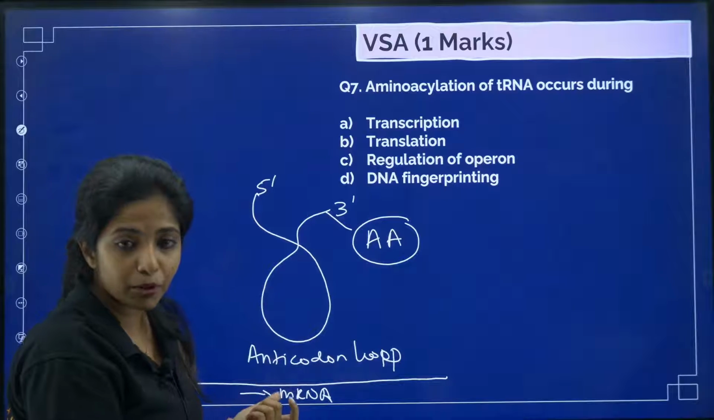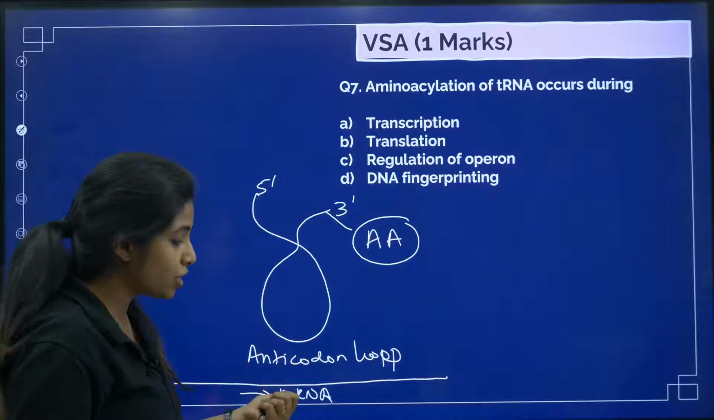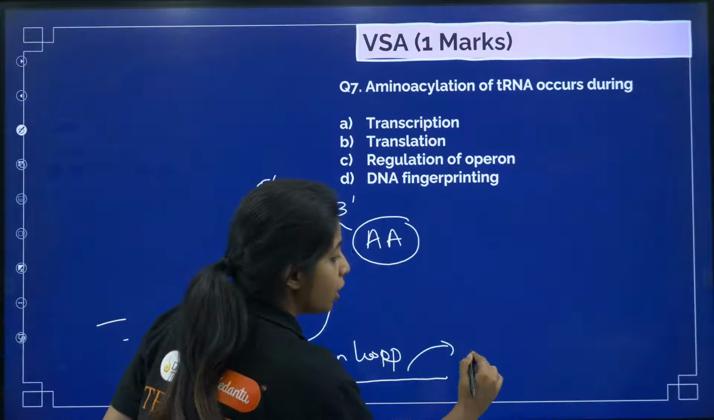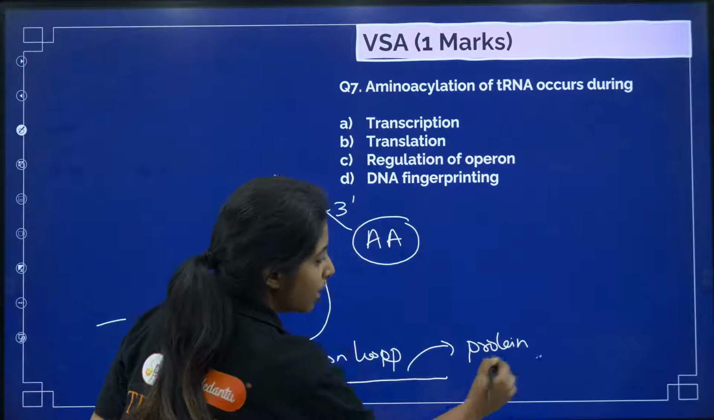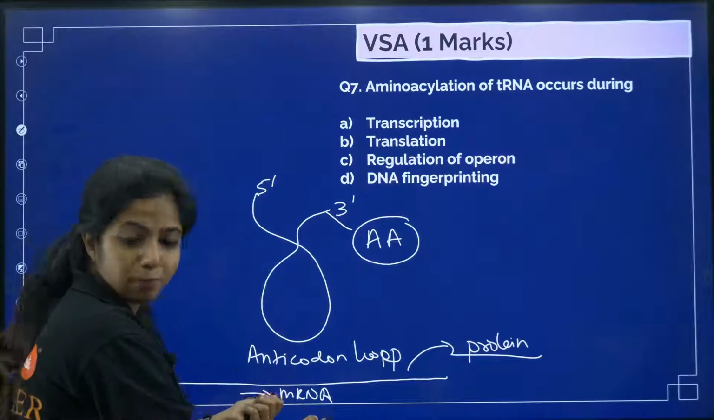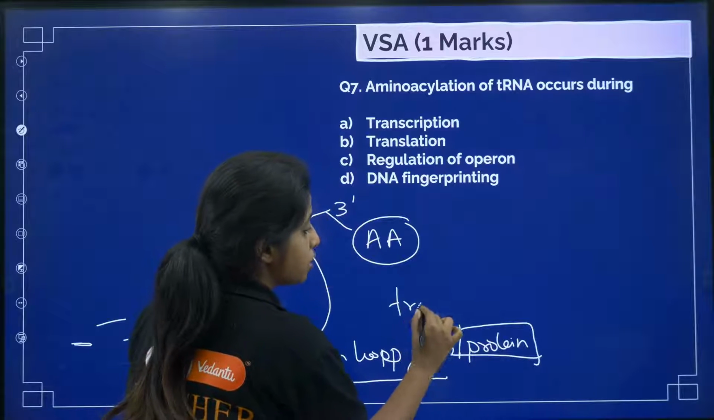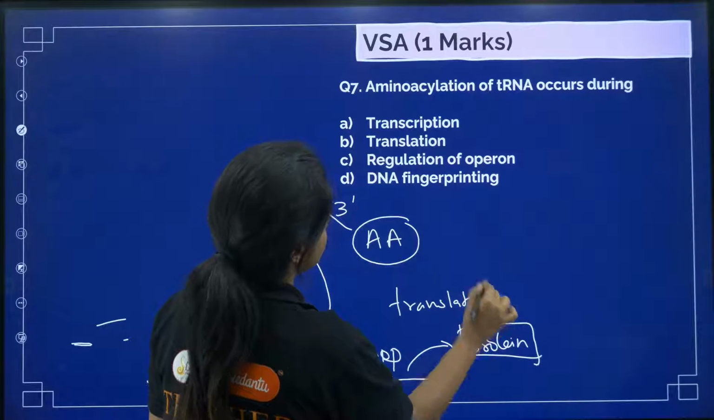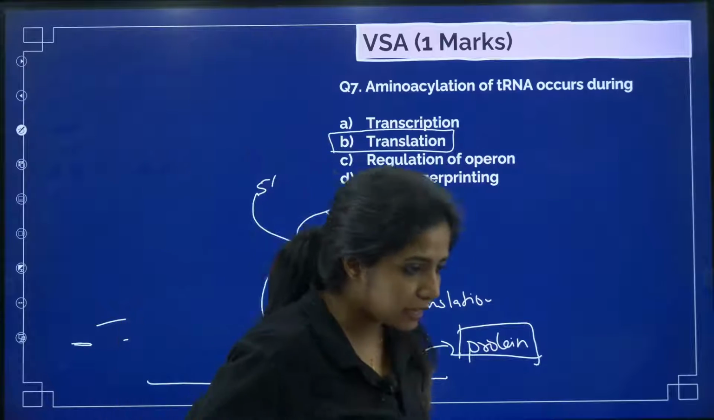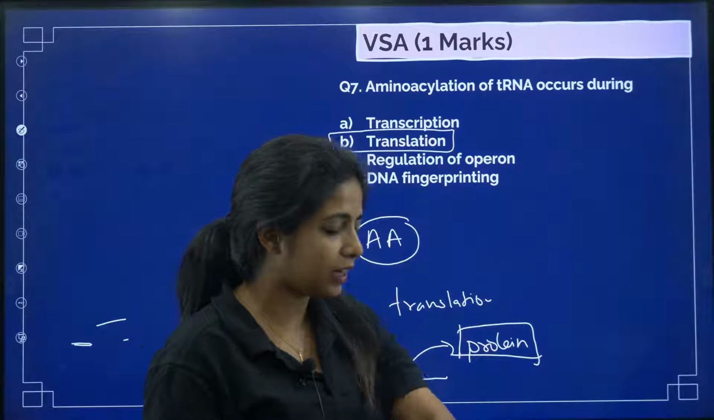And when is it important, my dear children? When you want the information in the mRNA to be translated to form a protein. I don't understand this information, so I need the help of a friend, that is tRNA, to make myself understand this and to make a protein out of this. What do you call this process? This process is known as translation. So B is the answer. Who all got it correct? Shagufta got it correct, Shaukat Ali got it correct, Pratima got it correct.